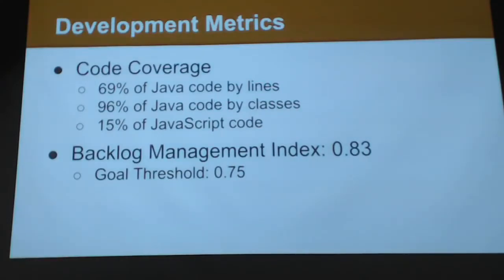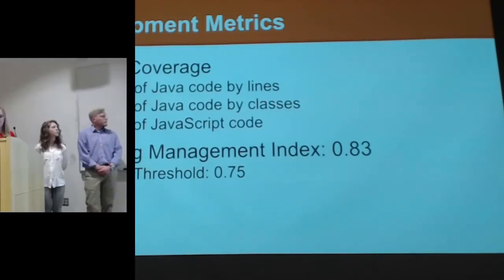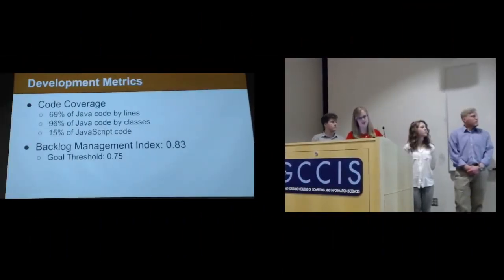Our other product metrics included code coverage and backlog management index. We achieved 69% of Java lines of code covered, and that's anything that's not just a container or an entity. Only 15% of JavaScript code was covered.